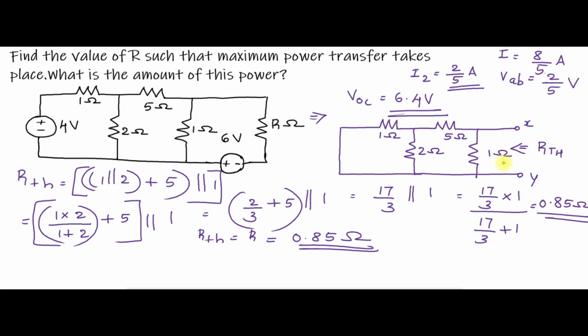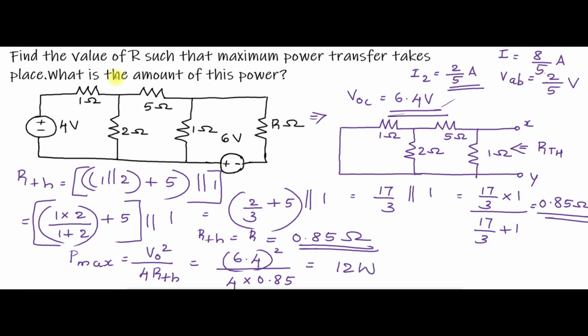So you got the maximum value of power, that is, maximum power transfer takes place. The value of R such that maximum power transfer takes place is equal to 0.85 ohm. Now you have to determine this amount of power. So P max is equal to, you already have the formula, V naught square divided by 4 RTH. Your V naught is 6.4. So 6.4 all square divided by 4 into 0.85. So you got P max as 12 watt. So the amount of this power is equal to 12 watt.